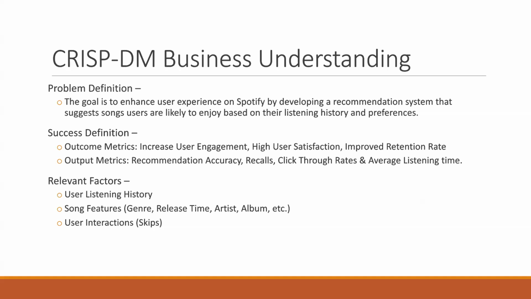So we're speaking about the CRISP-DM business understanding, specifically the problem statement. The goal here is to enhance the user experience on Spotify by developing a recommendation system that suggests songs which are most likely to be enjoyed based on the listening history and the preferences of the users. It can also consider similar users across my genre, for example, and based on their history, recommend songs which will most likely be liked by me as well.